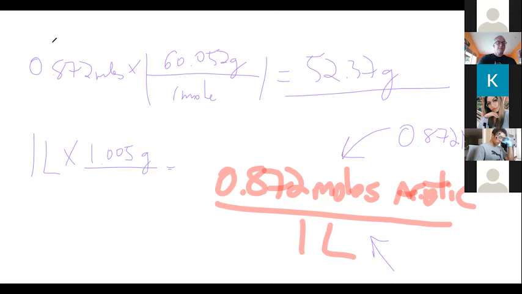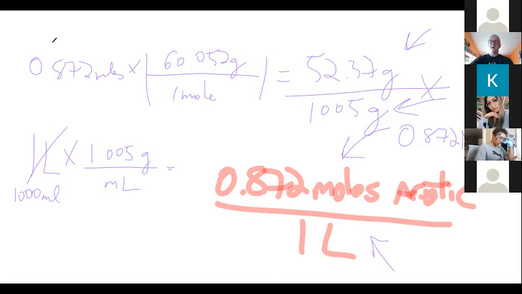1.005 grams per milliliter. Well, 1 liter is 1,000 milliliters. So I multiply 1,000 by 1.005 and I get 1,005. So in 1 liter of vinegar, I have a total mass of 1,005 grams. The mass of acetic acid in it is 52.37 grams. So my mass percent of acetic acid is 52.37 divided by 1,005 times 100.